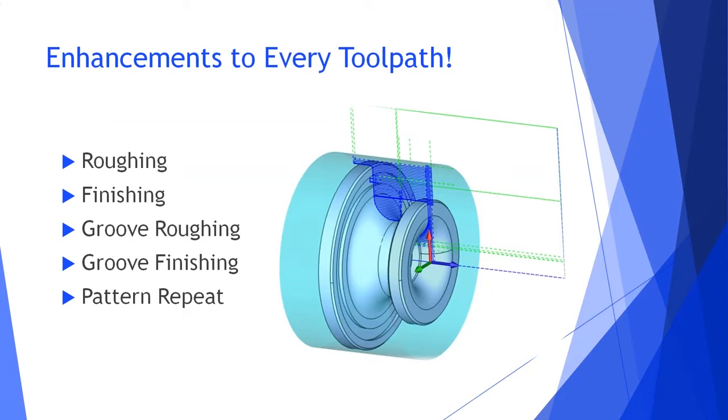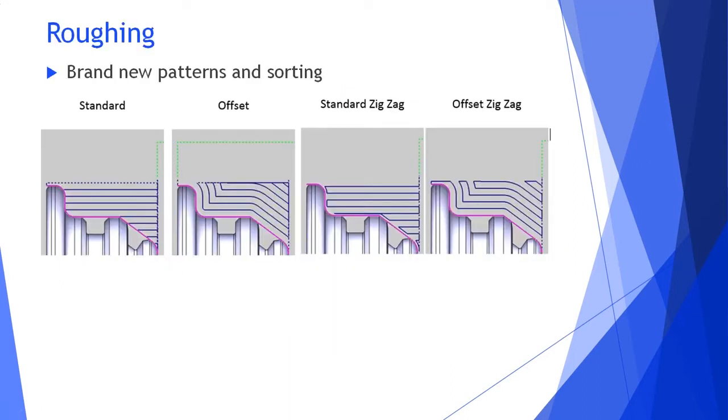We went in and added its own roughing, finishing, grooving and everything, and the pattern repeats are all now categorized with their proper options. For roughing, we added new patterning and sorting. You had standard turning. You now have offset, which actually follows the exact contour of the geometry selected. Standard zigzag, and then there's also an offset zigzag, so it uses the offset and then zigzag cuts back and forth.